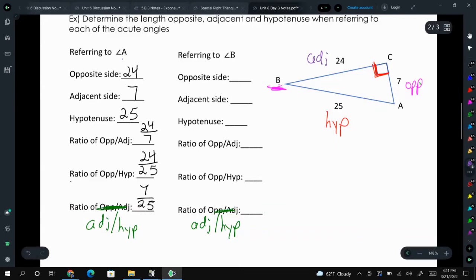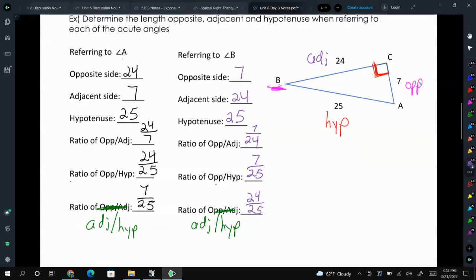All right, so now let's fill this out. The opposite side is now 7. The adjacent side is 24. The hypotenuse is 25. The ratio opposite over adjacent is going to be 7 over 24. Ratio of opposite over hypotenuse is going to be 7 over 25. The ratio of adjacent over hypotenuse will be 24 over 25.